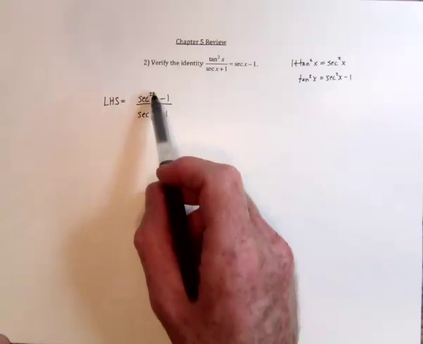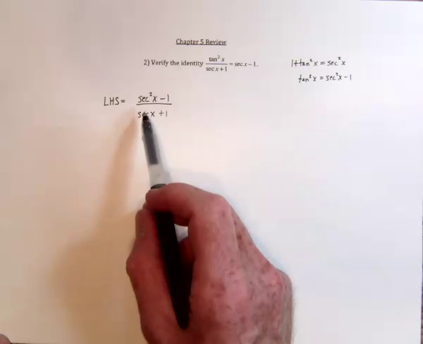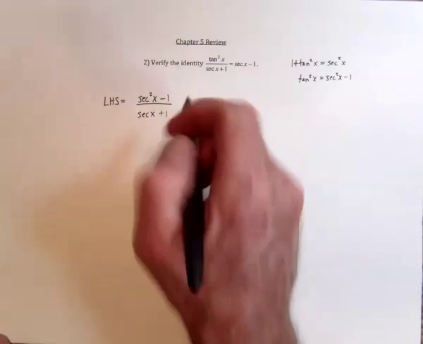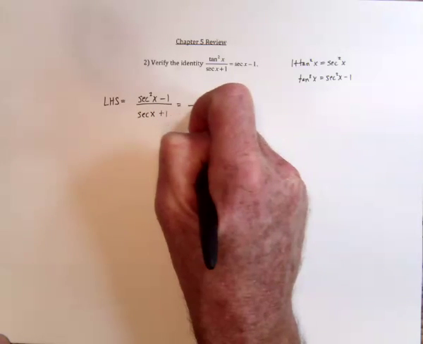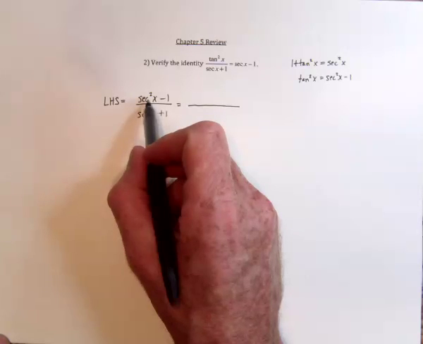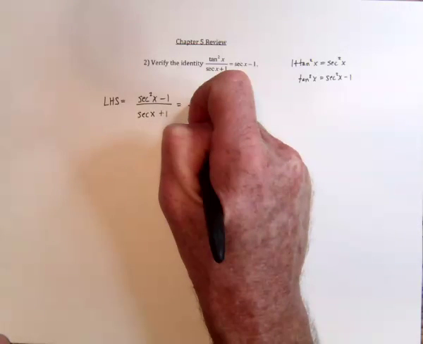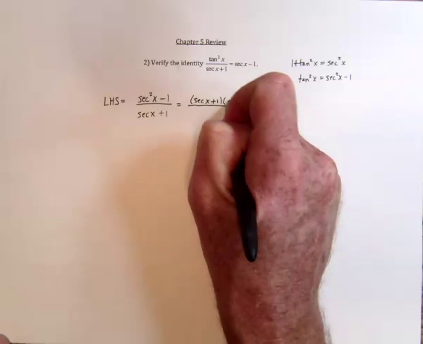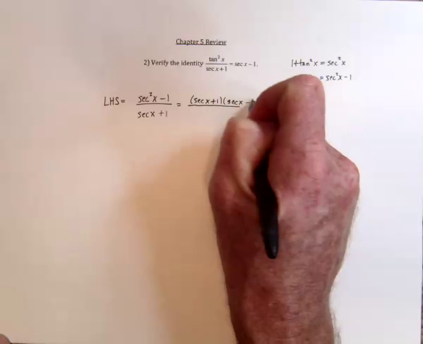But the only way that you can cancel things like that is if you factored. So the numerator would need to be factored. Well, the numerator is actually the difference of two squares. So you could factor it as secant of x plus 1 times secant of x minus 1.